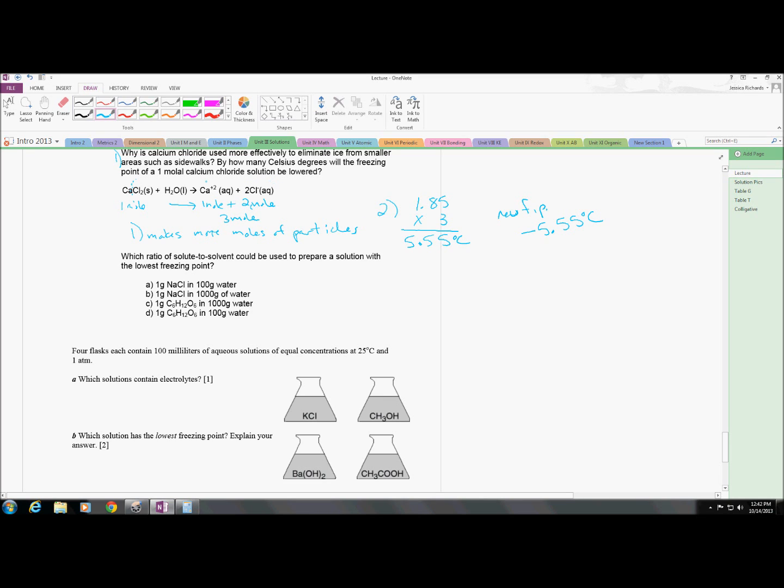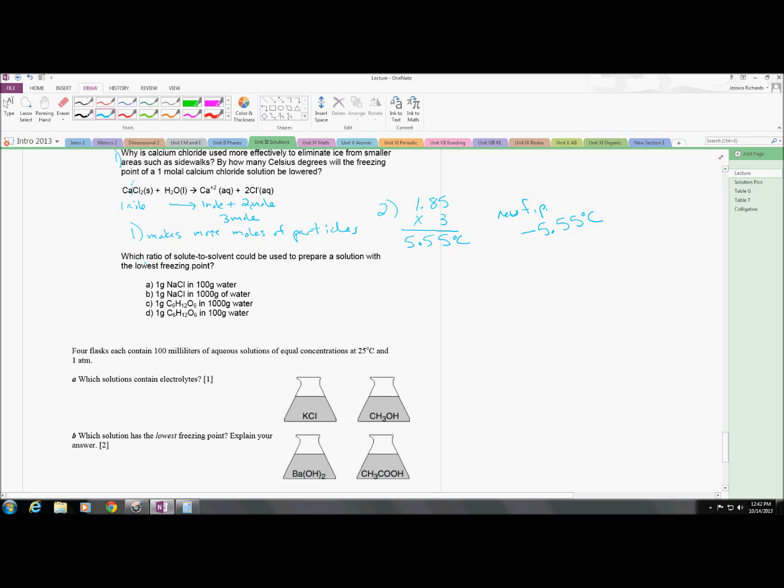I've seen this also with an environmental slant. They want to know why, if calcium chloride is safer for the environment and less damaging to the organisms that live in the ditches and the sides of the road, why do we use sodium chloride instead of calcium chloride on our roads? And the reason is generally because it's cost effective. The calcium chloride is very expensive.